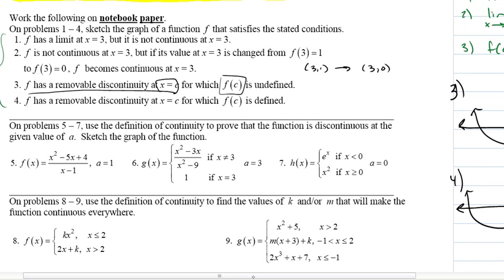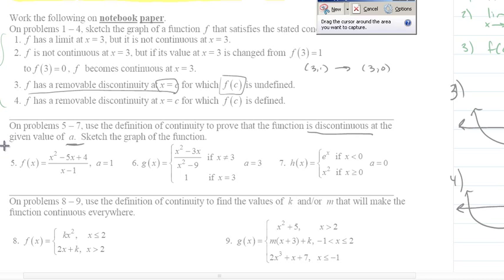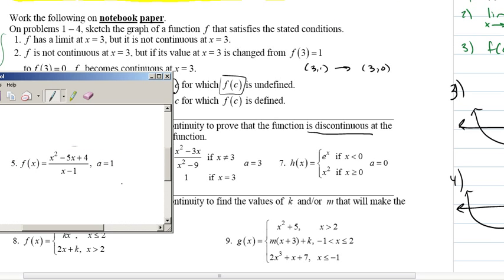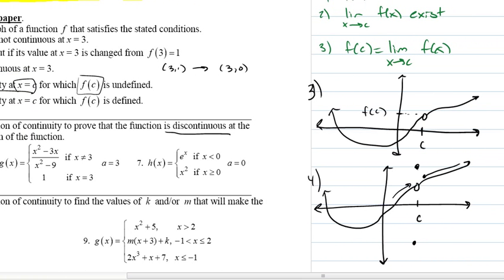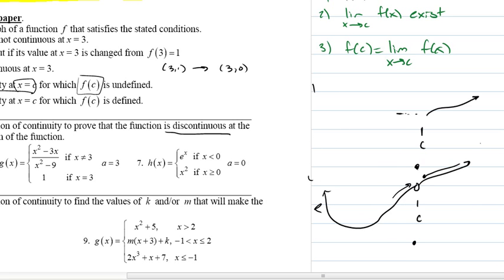Now I'm going to go ahead and do one of the problems from 5 through 7 so that you can gain a good understanding of how to do the next two problems. So I'm going to do number 5. From problems 5 through 7, use the definition of continuity to prove that the function is discontinuous at the given a value. Sketch the graph of the function. So here goes number 5. I'm going to snip this out so that I can work on it.